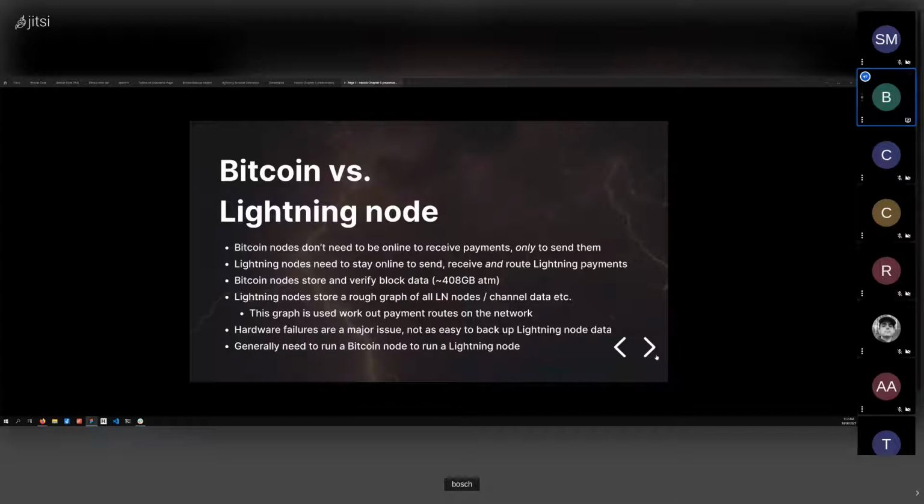And just something to add as well, most people generally run a Bitcoin node and then they have a Lightning node running on top of that. It's just not always the case, but that's generally how it is done, and it's probably the best practice to do so.